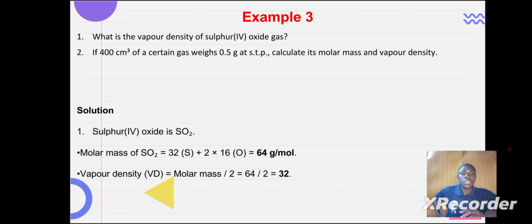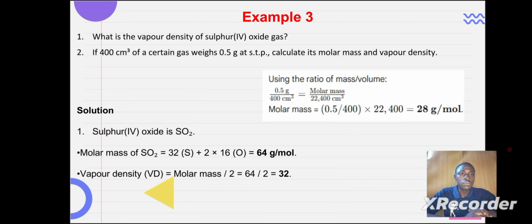So for sulfur(IV) oxide, what is the vapor density? Because vapor density is relative molecular mass divided by 2, we need to calculate the relative molecular mass, or molar mass, of sulfur(IV) oxide. Sulfur is 32 and oxygen is 16, so 32 plus 2 times 16, because in the formula there are 2 atoms of oxygen, gives us 64. Applying the formula, vapor density is relative molecular mass over 2, which is 64 divided by 2, which is 32. So whenever you are given any gas, just calculate its relative molecular mass and divide by 2. You will get its vapor density.